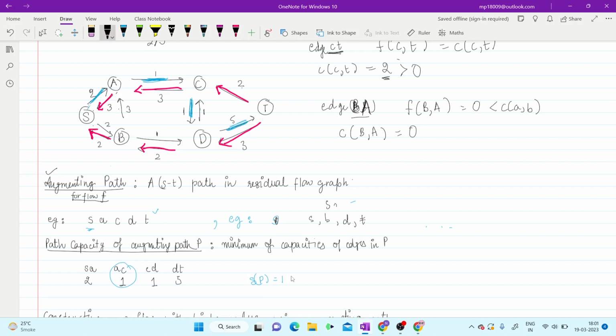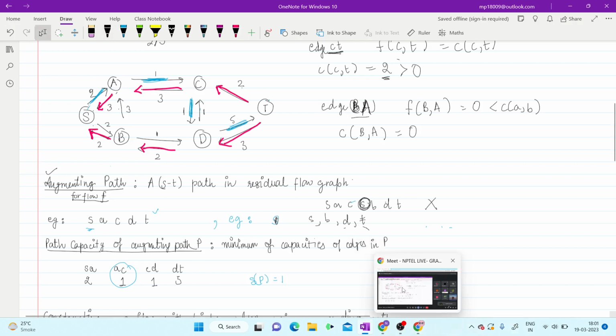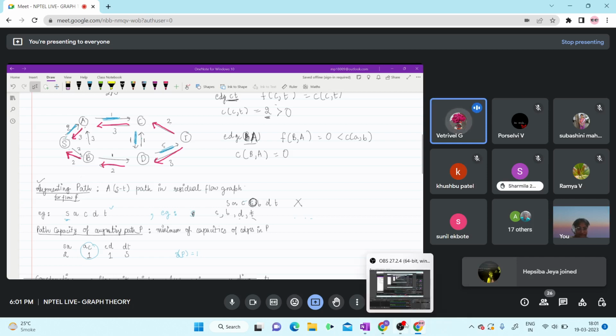So does everyone understand what is an augmenting path and why the previous suggestion, SACSBDT, was not a path because S was getting repeated? But this is a path, SBDT and SACDT. Does everyone understand what is an augmenting path? Yes, ma'am. Okay.